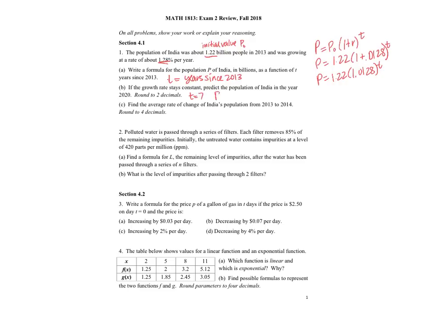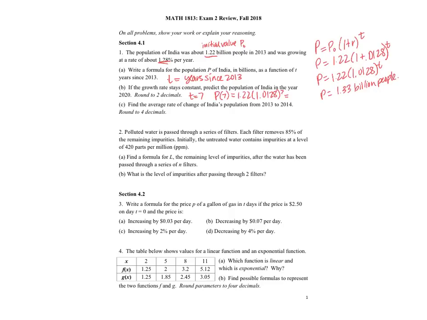So I want to find the population after 7 years. So I'll plug in 7 for T. 1.22 times 1.0128 to the 7. And when I do that, I get, so it says round to 2 decimals, so 1.33 billion people.